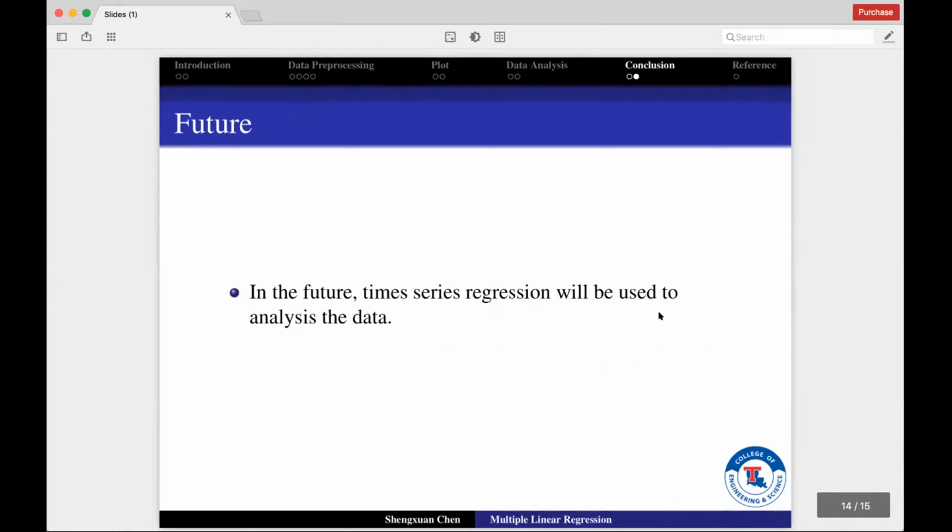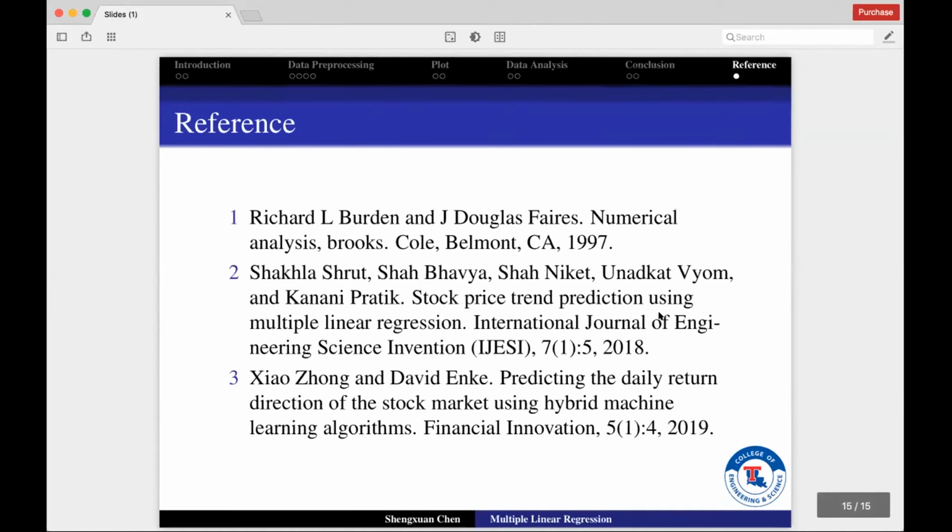In the future, I'm going to use time series regression to analyze this project. Time series regression is a statistical method for predicting a future response based on the response history and the transfer dynamics from relevant predictors. Time series regression can help you understand and predict the behavior of dynamical systems from experimental or observational data. These are my references.